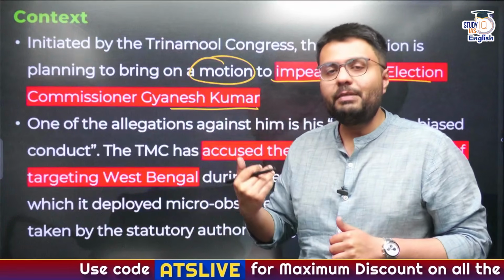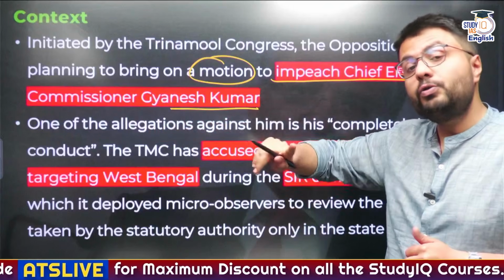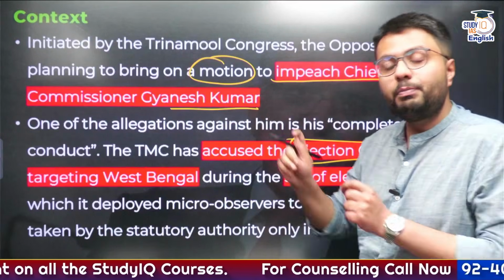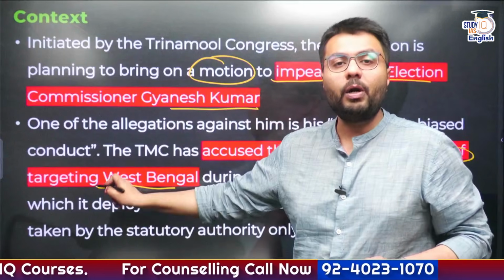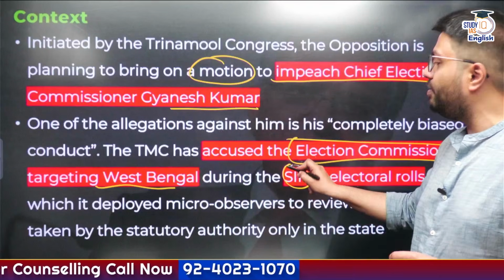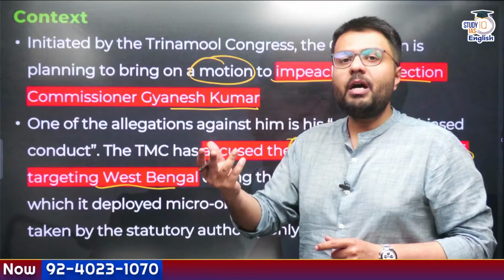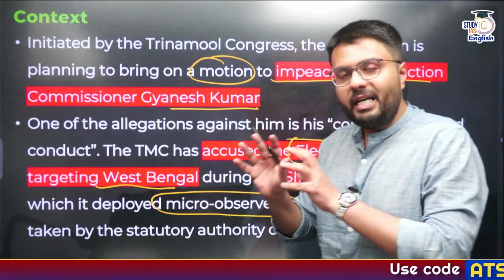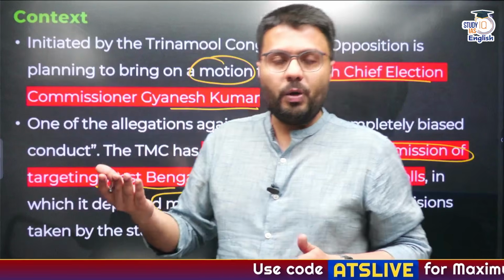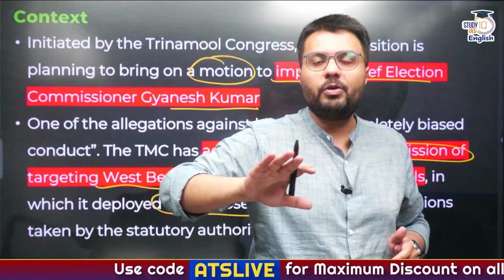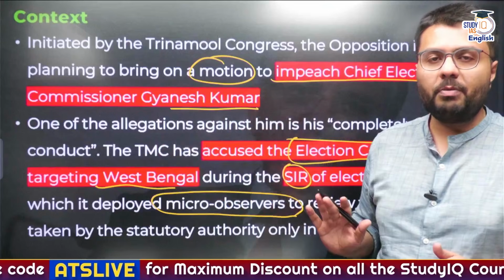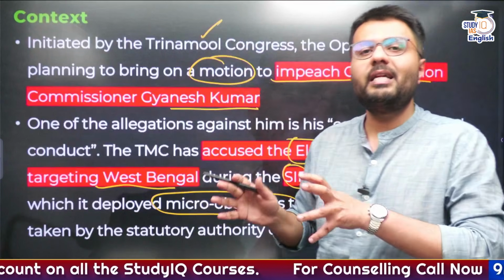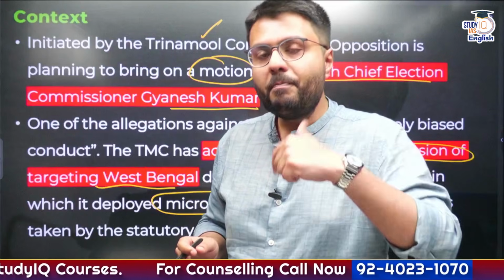They are saying that he is biased towards the ruling party in the center, so much so that it can be seen in the conduct of election commission as they are specifically targeting the state of West Bengal during the process of special intensive revision of the voter roll. Now, election commission deployed micro observers to review the revision of the voter roll exercise. They deployed micro observers in order to review the process which was done by the West Bengal government. So that is why West Bengal government, which is led by Trinamool Congress, is thinking that the conduct of election commissioner is biased.